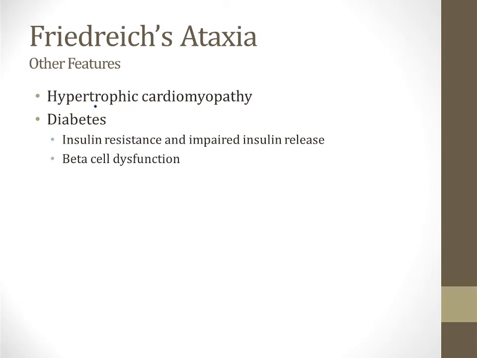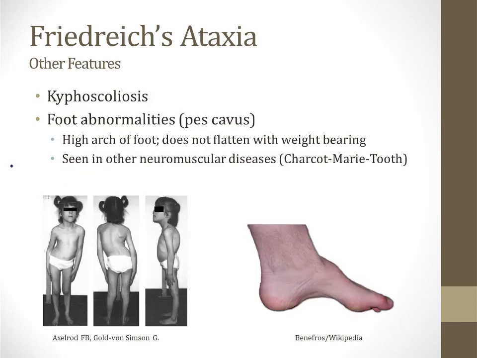One of these is the heart. People with Friedreich's ataxia can develop hypertrophic cardiomyopathy, and I've taken care of a couple of these people in my career. In addition, they often develop diabetes. They can develop insulin resistance and impaired insulin release. This is all due to beta cell dysfunction. And then finally, what's often most readily apparent when you meet people with Friedreich's ataxia are the spine and foot abnormalities. So people with this condition often develop kyphoscoliosis, which is an abnormal curvature of the spine.